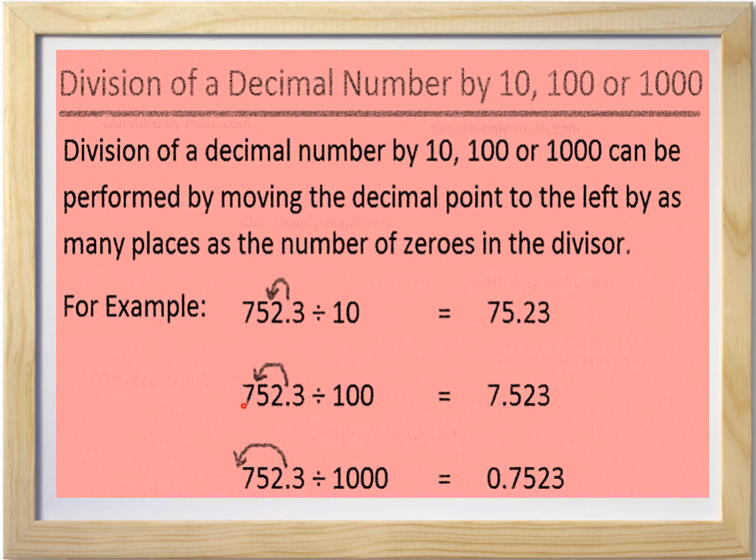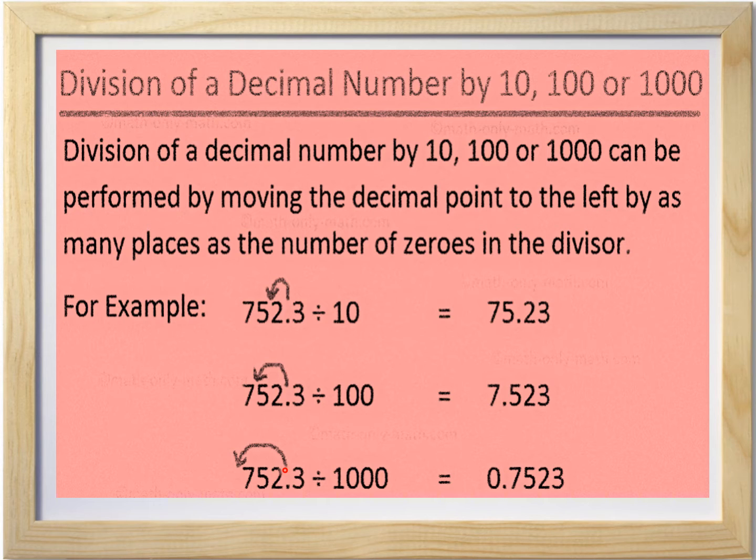The same number, if you are going to divide, that is 752.3 divided by 100. Since 100 has two zeros, the decimal point will shift two places to the left. So the quotient will be given by 7.523.